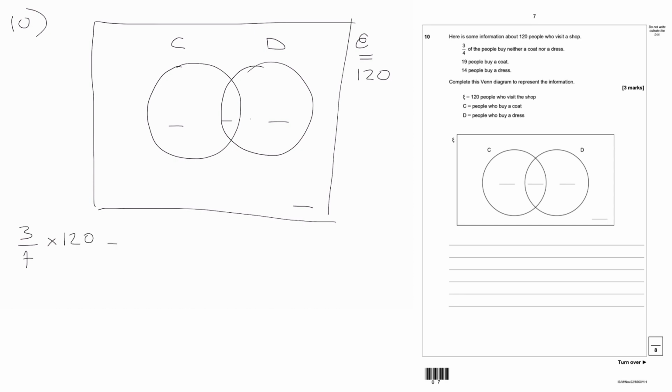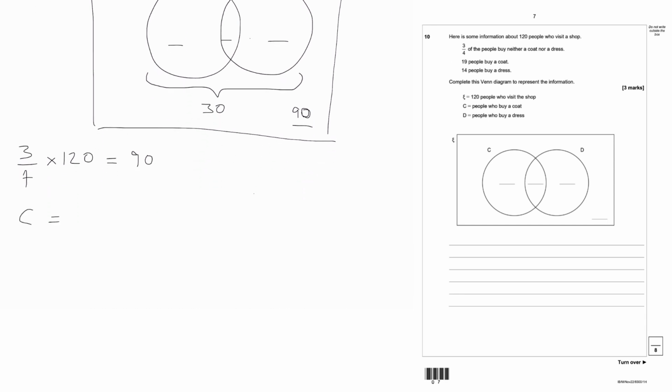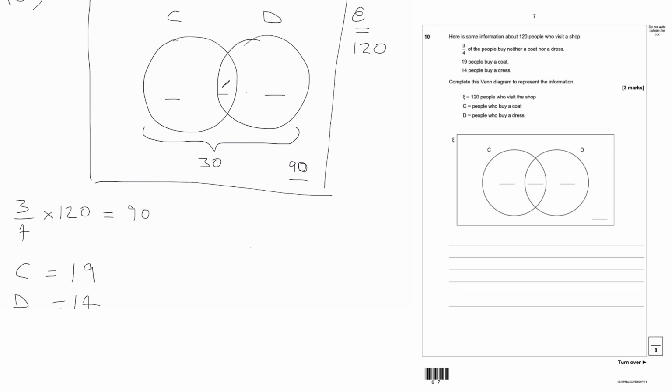Now, given that 90 people didn't buy anything, this means 30 people did buy something. So what we can say is that there are going to be 30 people who bought either a coat or a dress or both in total. So what we can do now is we can say the number of people who bought a coat and a dress I'm going to call X, because we don't know this information.